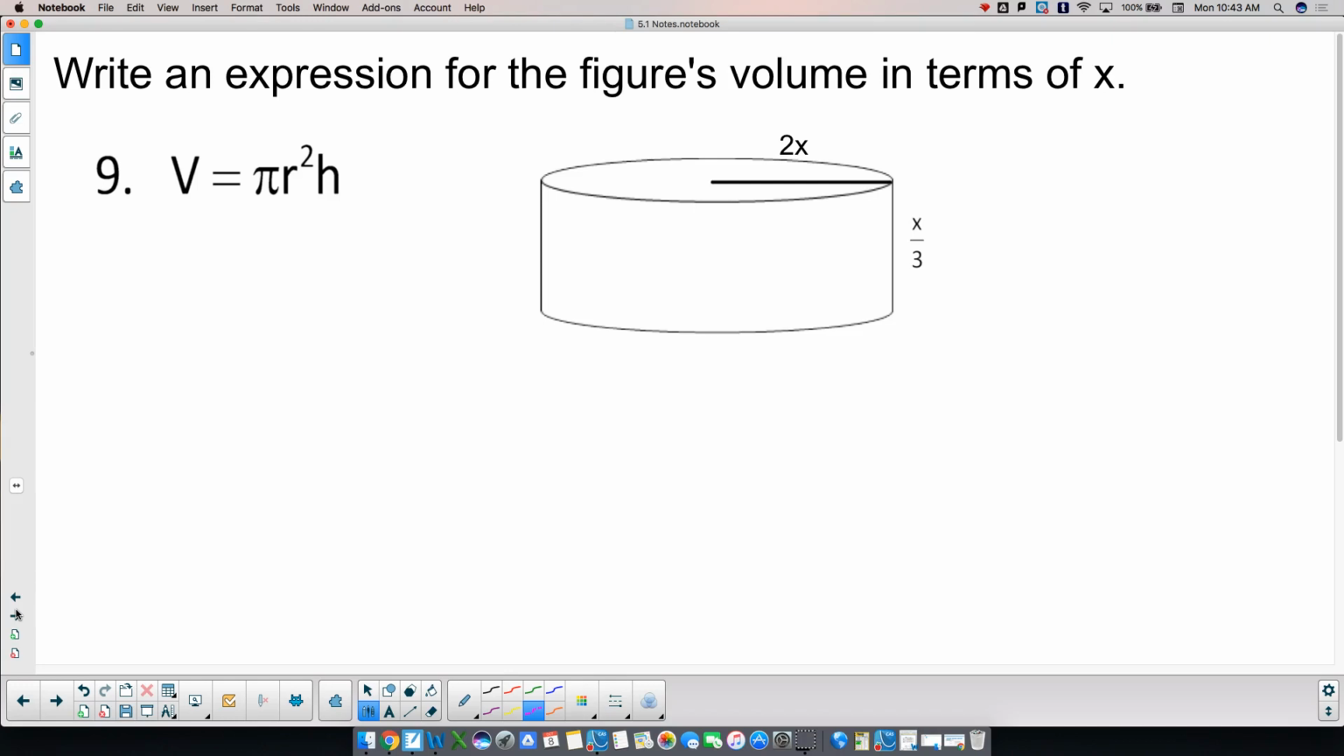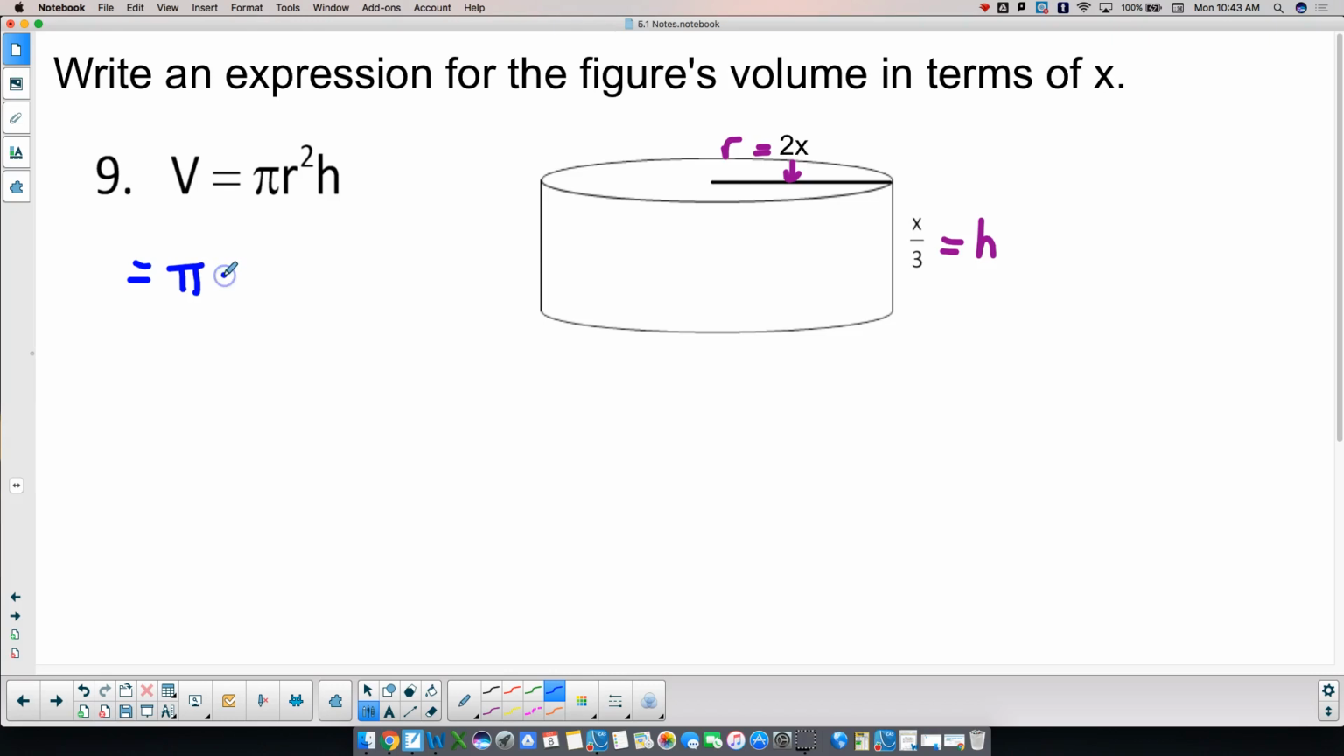Okay? So, write an expression for the figure's volume in terms of x. Well, the volume of this figure is pi times r squared times h. So, this number here would be my r, and this number here would be my h. So all I'm doing here is I'm substituting those values into my formula and then simplifying it.